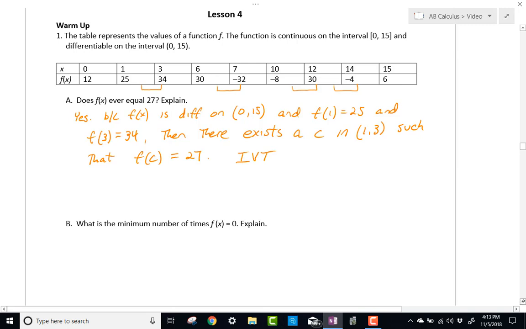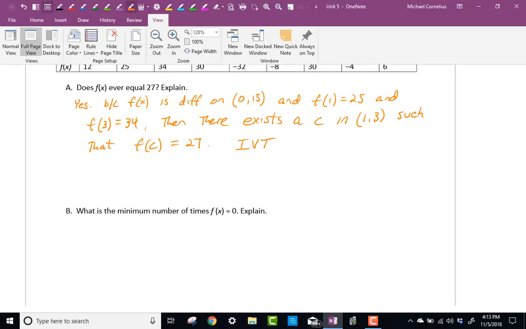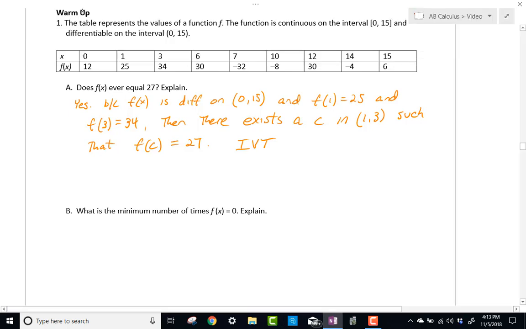Okay? And so if you look at letter B, it says what is the minimum number of times that f of x equals 0. So now I'm going to go back and erase a little bit here. So now we're looking at 0 and the minimum number of times. Now let's just kind of take a look here. We're looking for where f of x goes from positive to negative, basically. So my first interval is going to be right here on the interval 6 to 7, I go from 30 down to negative 32. So it has to equal 0 in there.